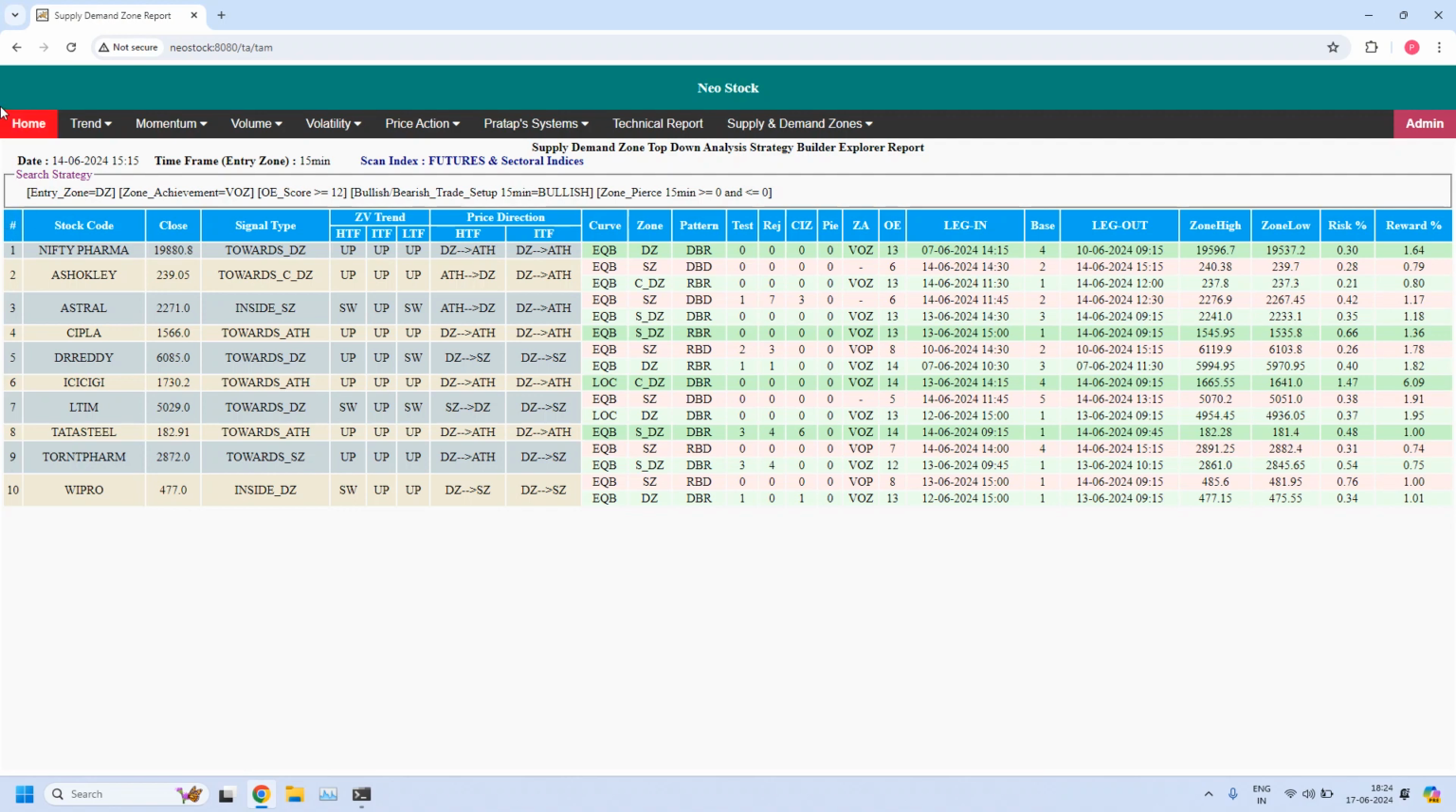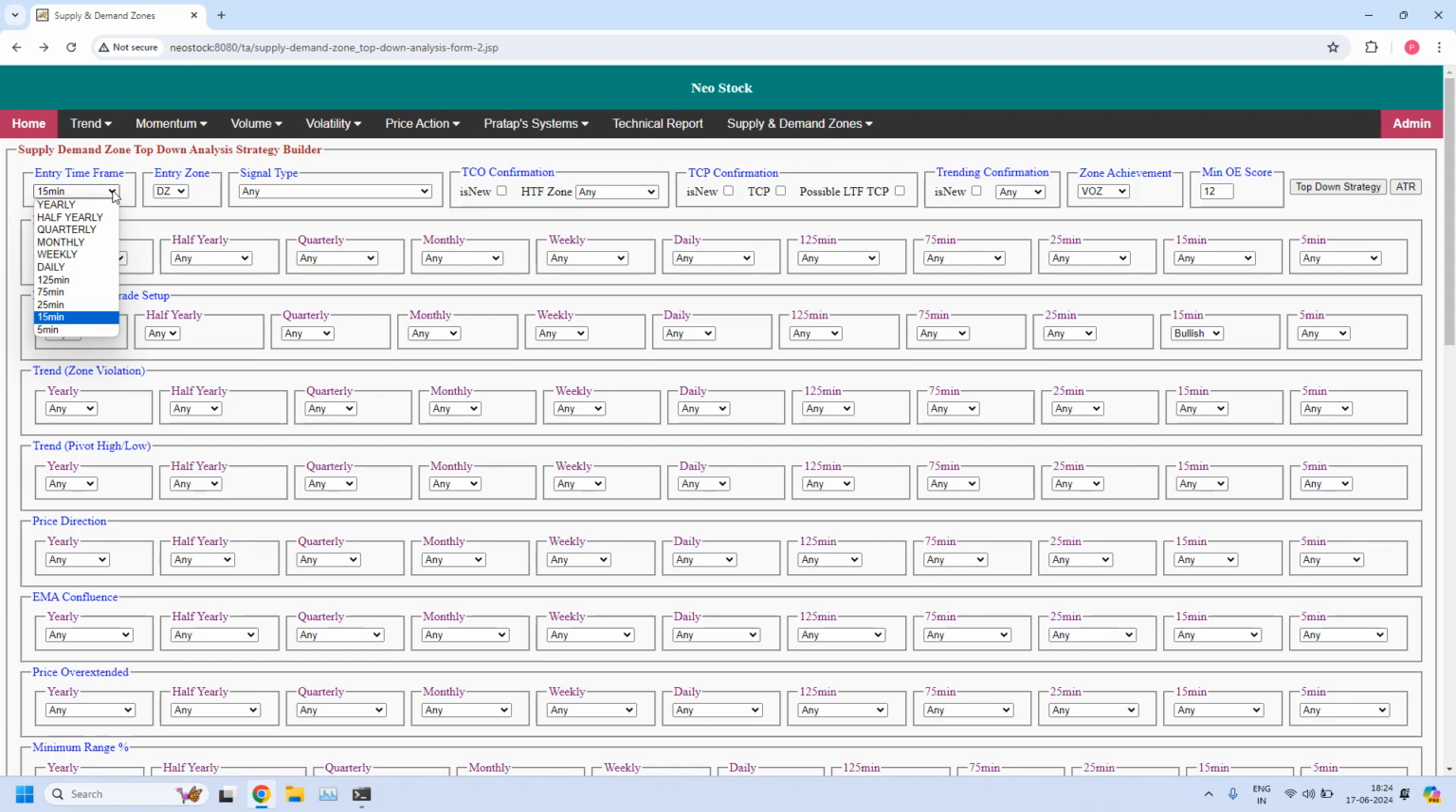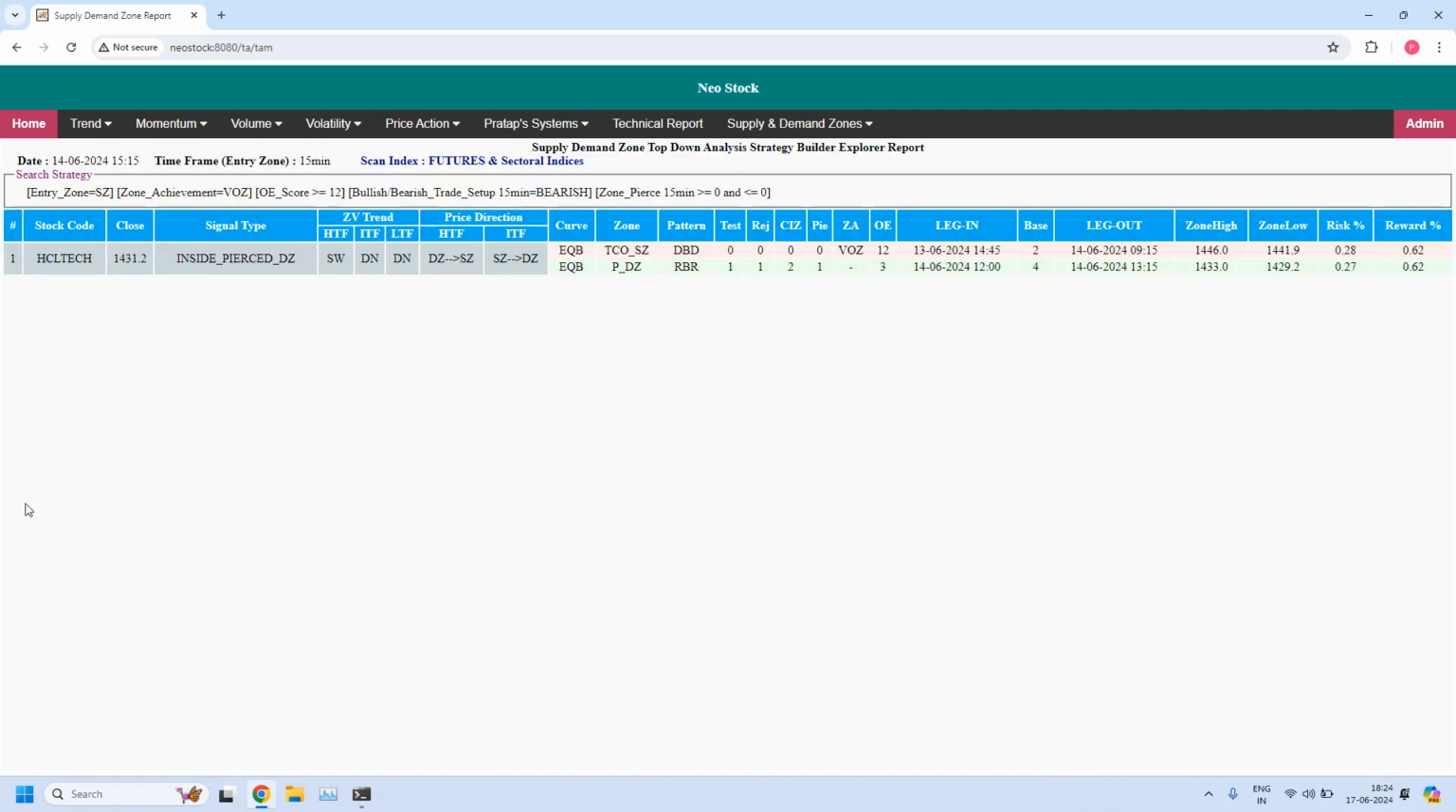Now we will generate the bearish trade setup for daily income trade. So entry time frame 15, entry zone should be supply zone. In bullish or bearish trade setup, 15 minutes time frame, I'm changing the value to bearish. Now let me generate the report. So only one stock is filtered, which is supporting bearish trade setup for daily income trade. So with this we have completed bullish and bearish trade setups.